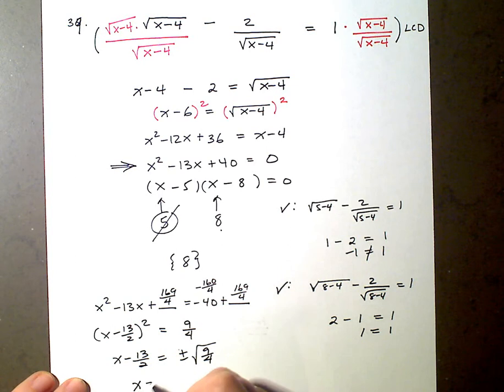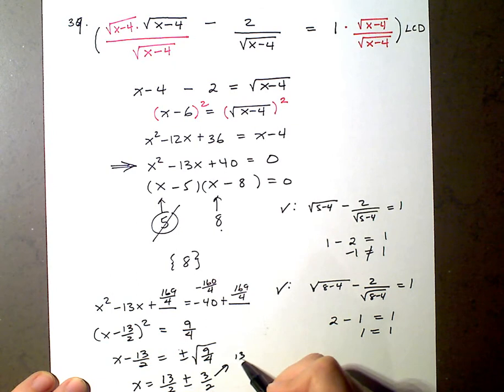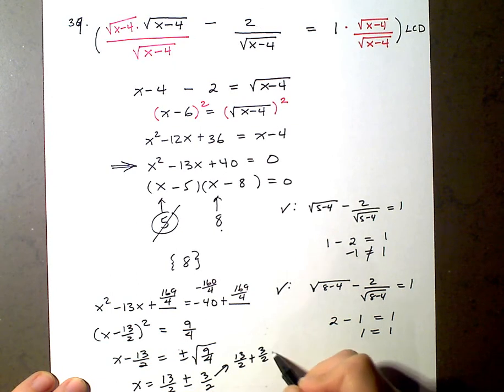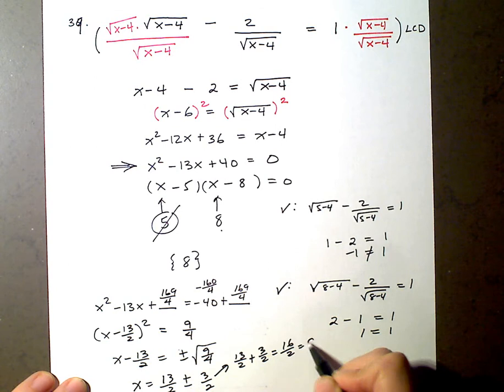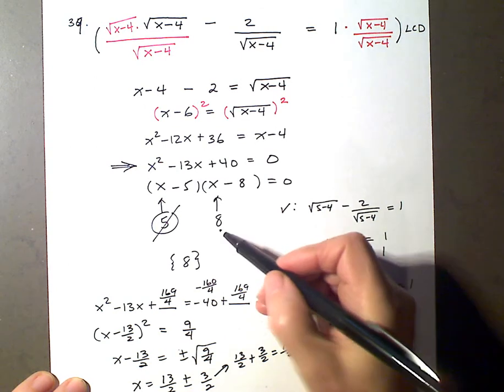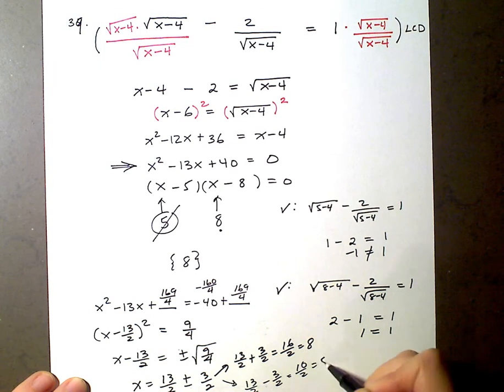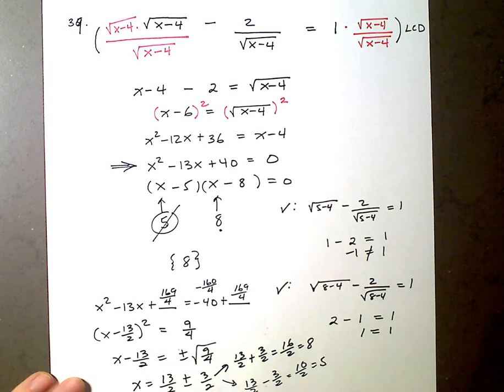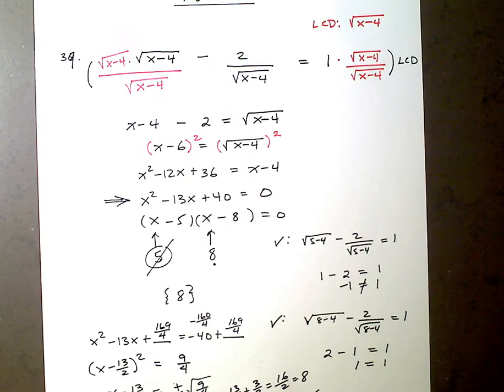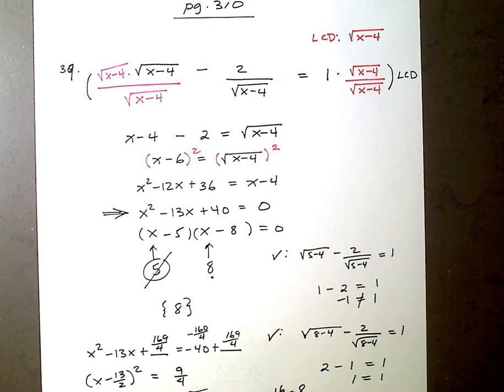So I'm going to add the 13 halves to both sides. I get x is 13 halves plus or minus 3 halves. So 13 halves plus 3 halves is 16 halves, or 8, which we got here. And 13 halves minus 3 halves is 10 halves, or 5, which we got here, and we already know has to be rejected. So that would have been an alternative way to do this one, but it didn't say that you had to use completing the square. So that is number 39.